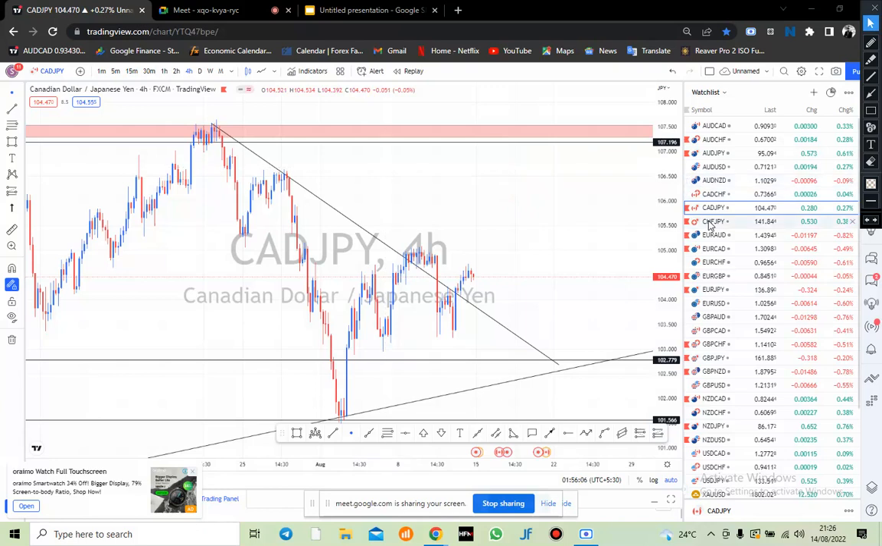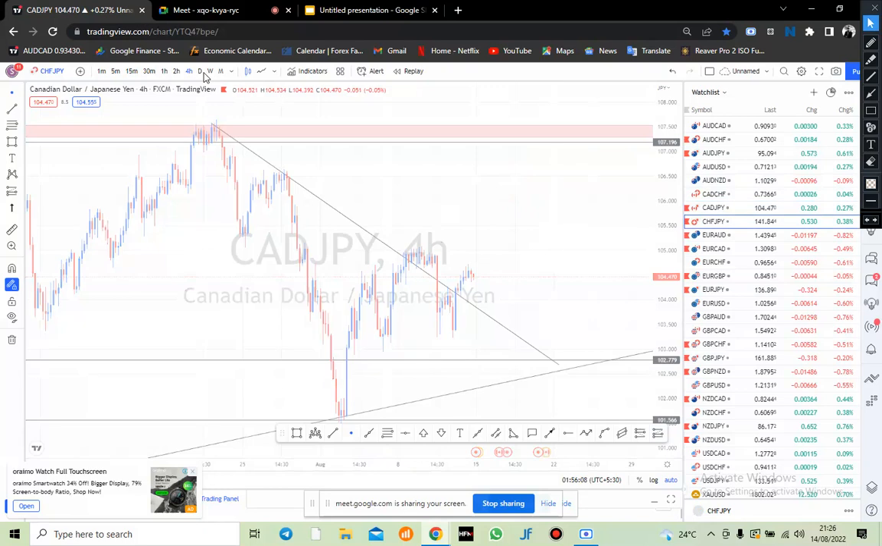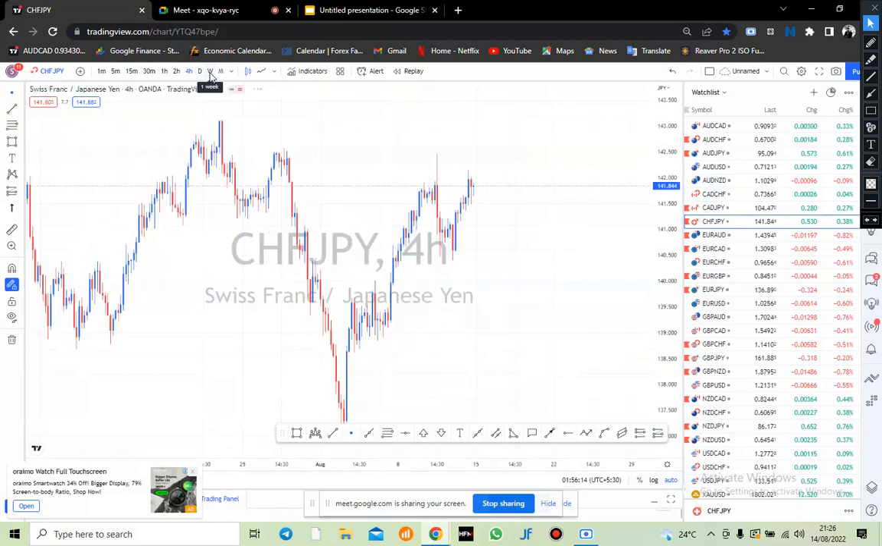Okay. Now let's go to the CHFJPY, starting from the weekly time frame. This is CHFJPY on the weekly time frame.